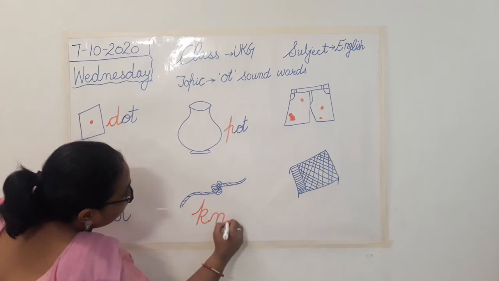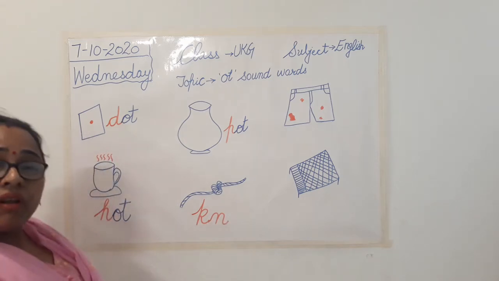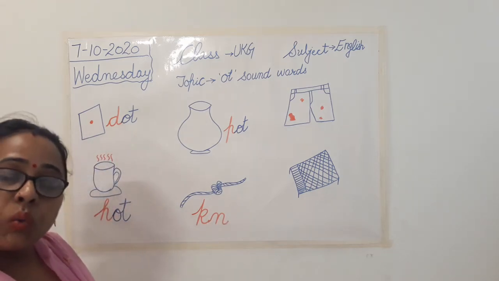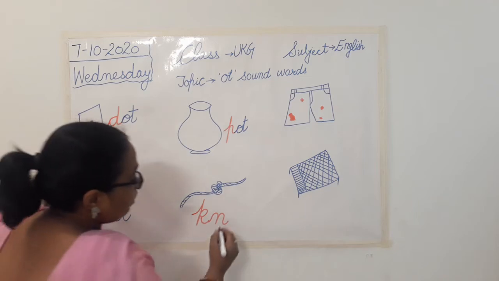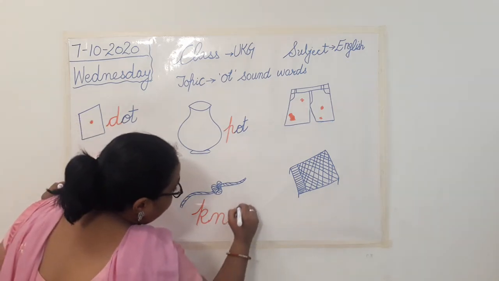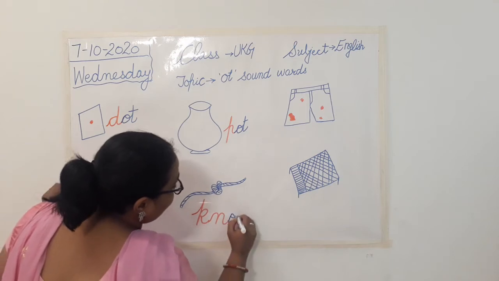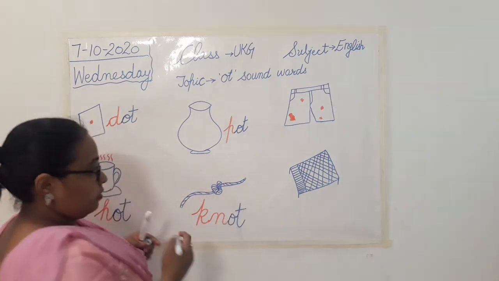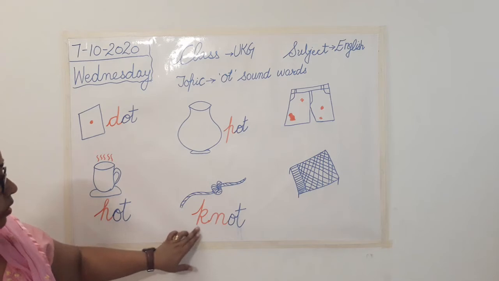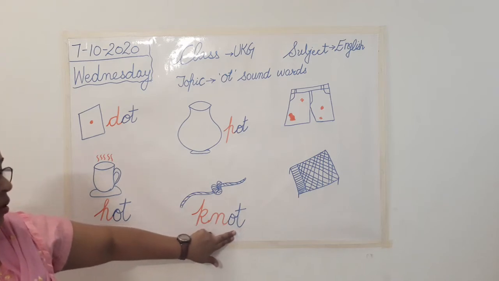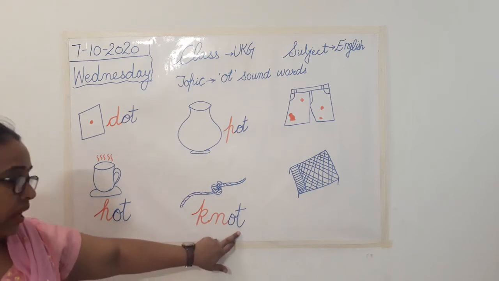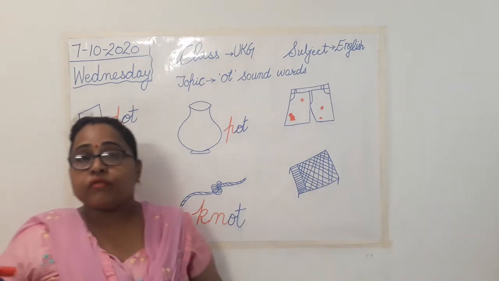Now why I have written K? K will be written but the sound will be silent. Then N, O, T. Not. Clear? What we have written? Not. Understood that? And what is a knot? I have just shown you.